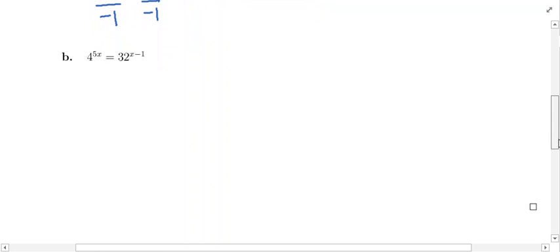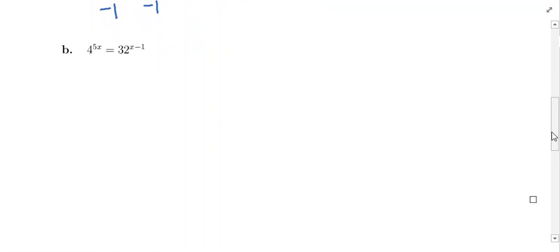We've got 4 raised to the 5x power is equal to 32 raised to the x minus 1 power. Again, you've got an equation with an equal sign, and x, the variable, is located in the power. That makes this exponential. Your first try, and it may not work, as you will see a little later, is going to be to try to equate the bases.